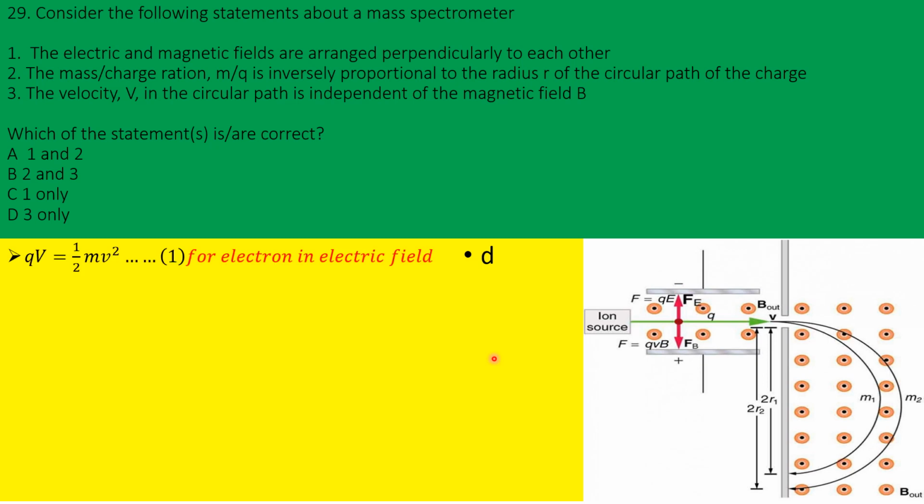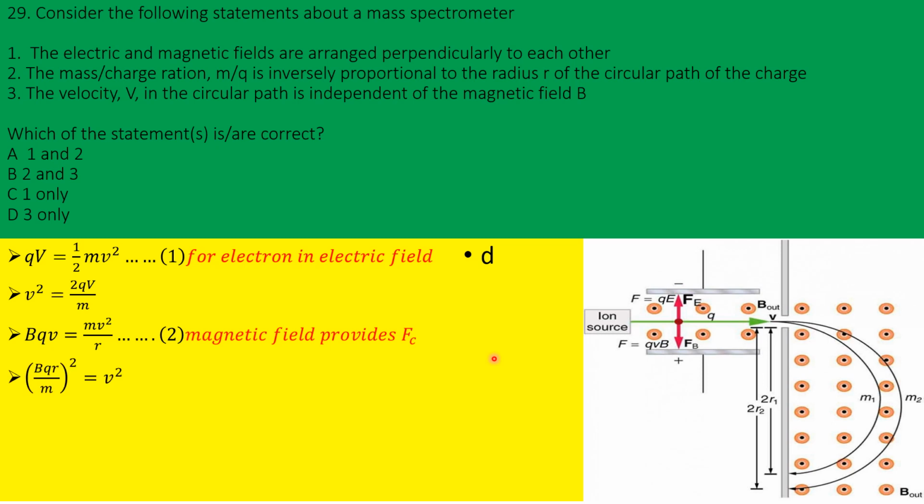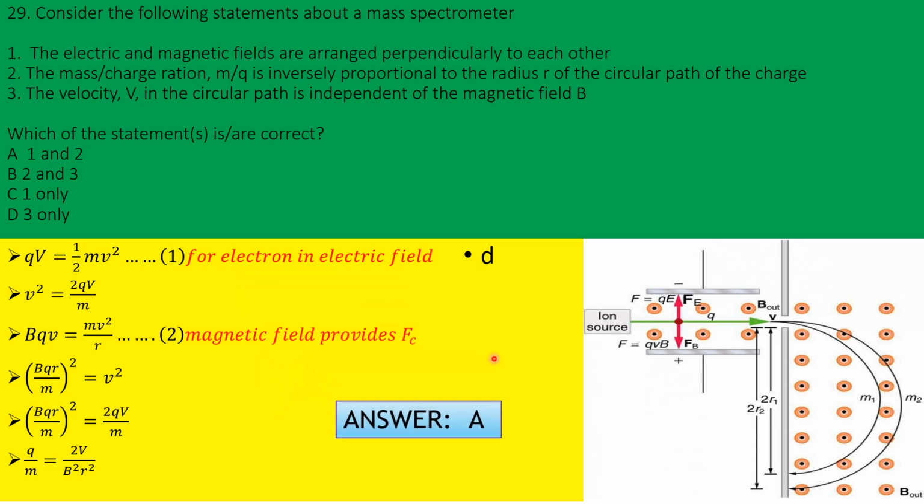So qV equals half mv squared for an electron in an electric field. So that's how they are accelerated, right? Good. So work done in changing the velocity is of course qV. So we can get v squared to be that, and then for the magnetic field, centripetal force is provided by the magnetic force. So we can get v squared to be that. We equate those two velocities, and then we simplify, and then we notice that q over m is actually 2V over B squared R squared. So our answer is A.